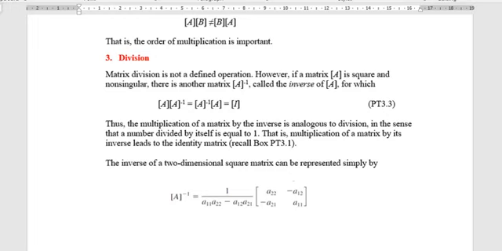Okay, so that's our little background about matrices. We'll use these rules in the computation of linear algebraic equations by the Gauss elimination method. Okay, so that's for part 1.